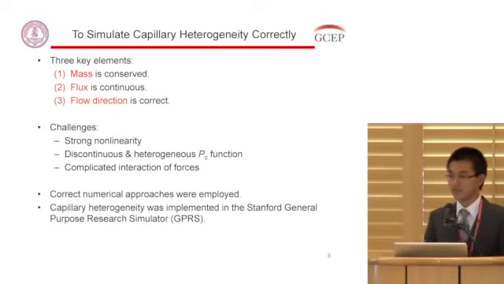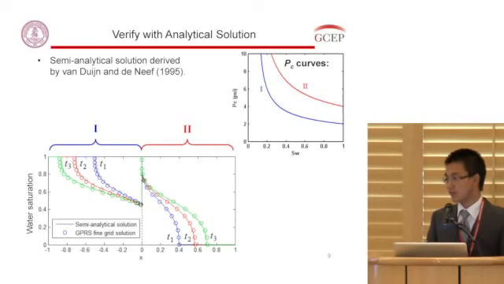And with that, we implemented the functionality of capillary heterogeneity inside our in-house simulator, the Stanford General Purpose Research Simulator, or GPRS. Each simulator has to be verified with a benchmark. Now, fortunately, we have a simple benchmark problem of capillary heterogeneity that has a semi-analytical solution. The model is composed of 2 regions with different capillary pressure curves. The initial saturation distributions for the 2 regions are very different, and they are shown in this picture. Starting from this initial saturation, the semi-analytical solution depicts the change of saturation distribution over time.